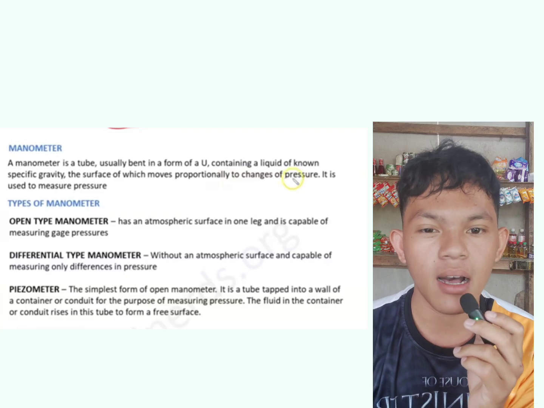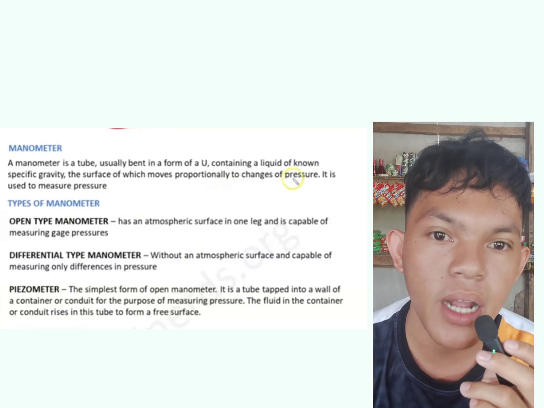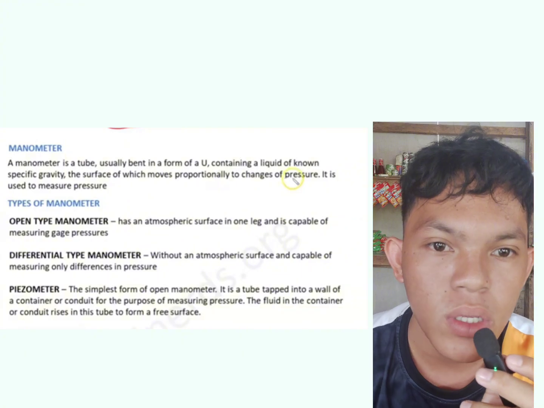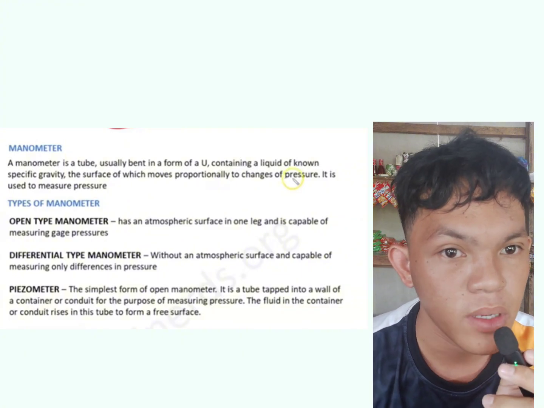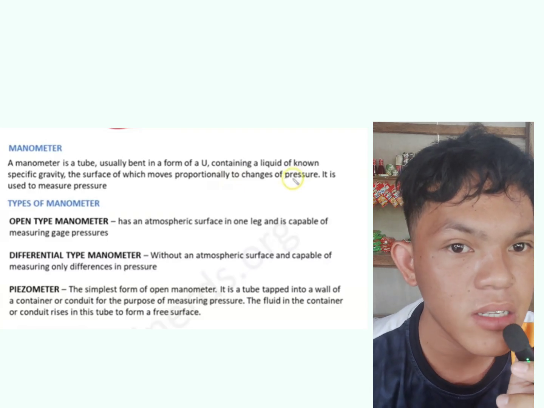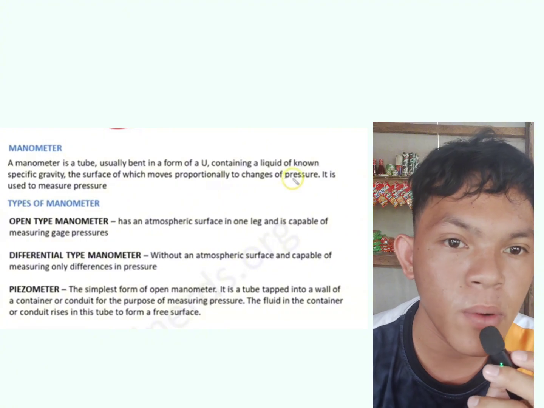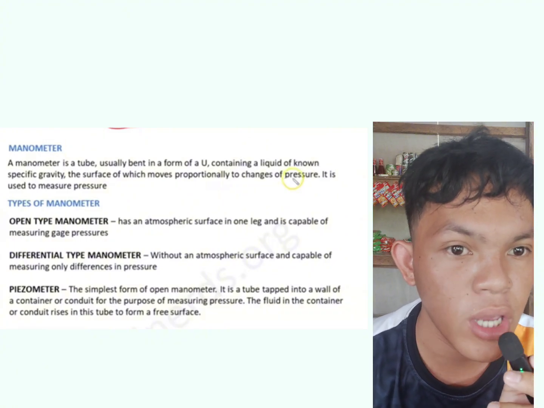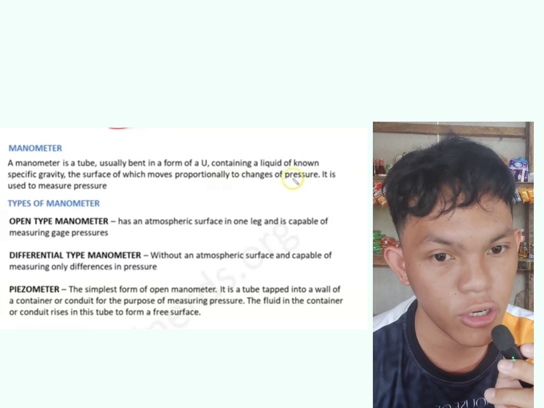Okay, let us start with the definition of a manometer. A manometer is a tube, usually in the form of a U, containing a liquid of known specific gravity, the surface of which moves proportionally to a change in pressure, and it is used to measure pressure.